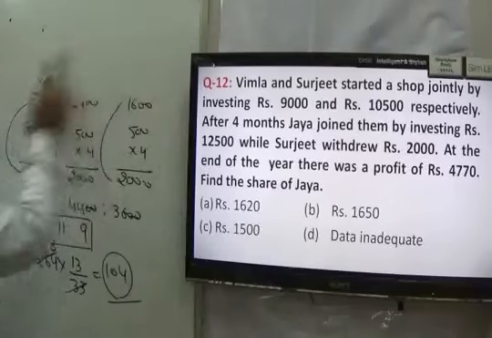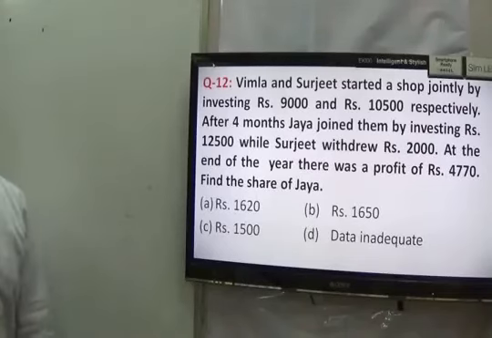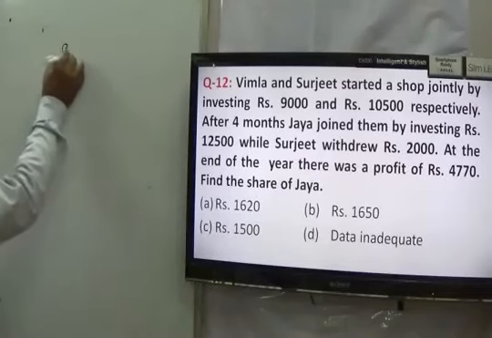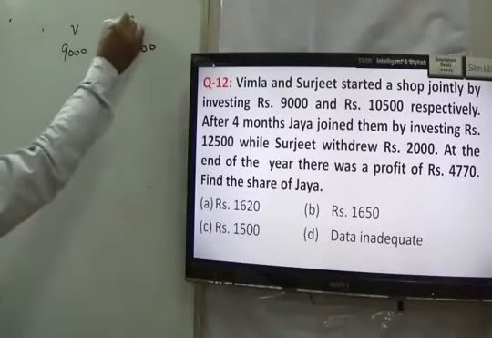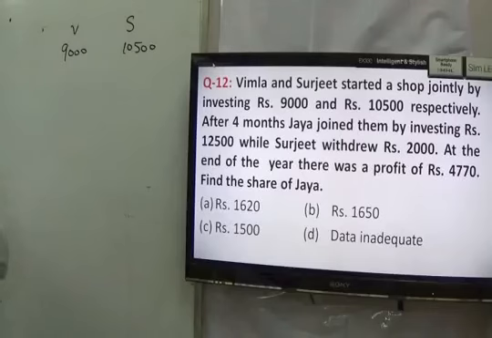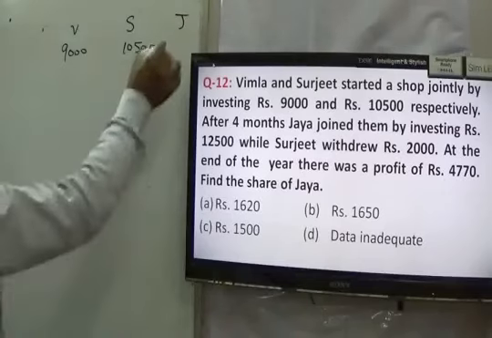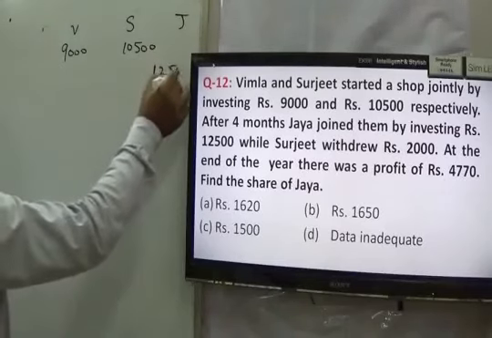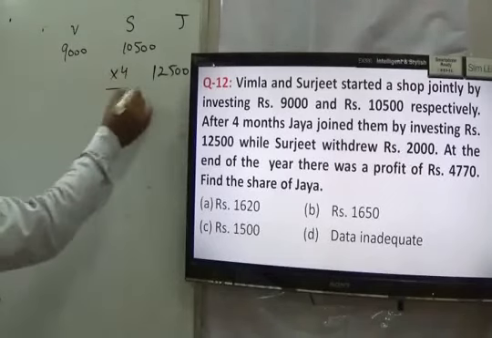Then you have statement number 12 here. It is given that Vimla and Surjit started a shop jointly by investing rupees 9,000 and 10,500 respectively. After 4 months, Jaya joined them by investing rupees 12,500. One more person joined, Jaya, and she invested rupees 12,500. That is after 4 months, while Surjit withdrew.